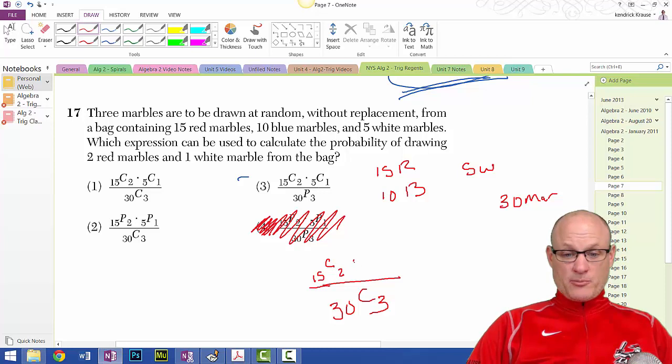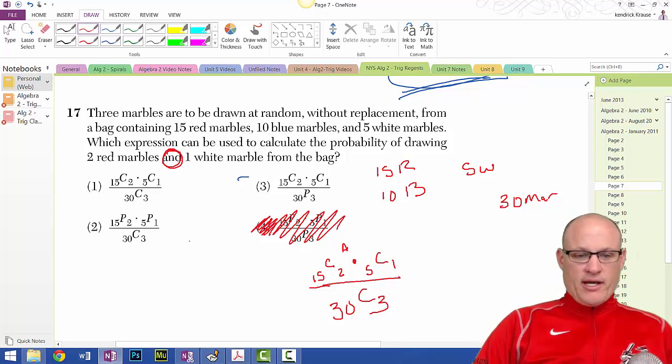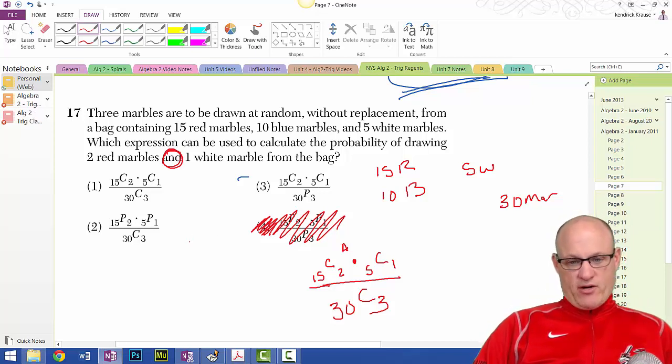And I'm going to multiply that. Yes, you multiply, because this is like an "and." I need 1 red marble and 1 white marble. So we've got 5 whites, and we're going to choose one of those. So there's my answer. I come over here, and I somehow very dumbly picked this answer.